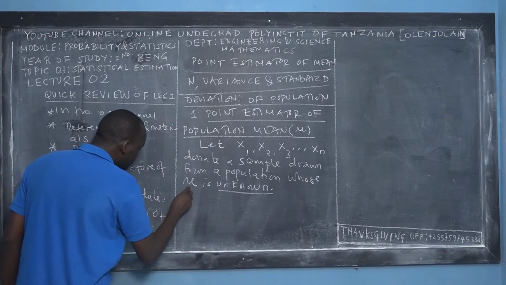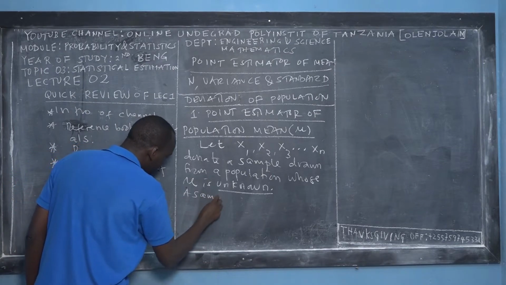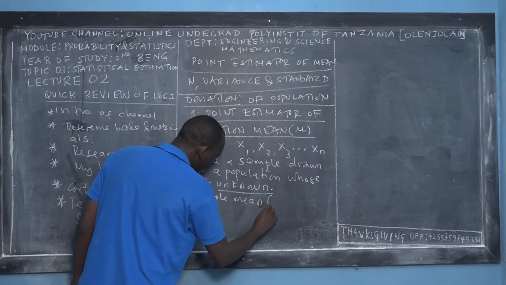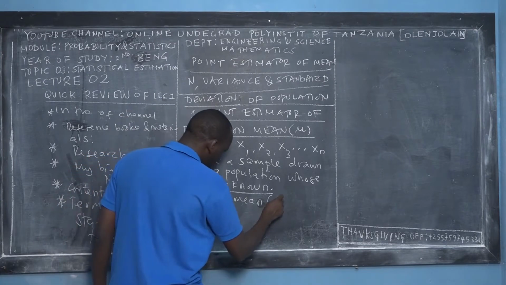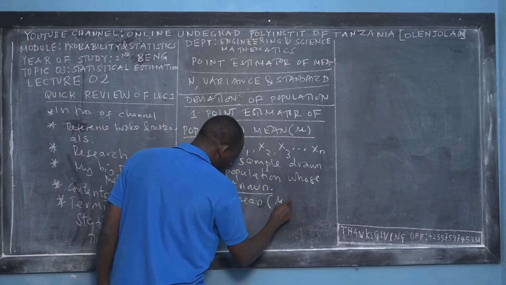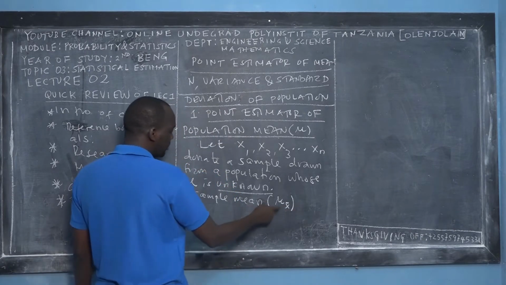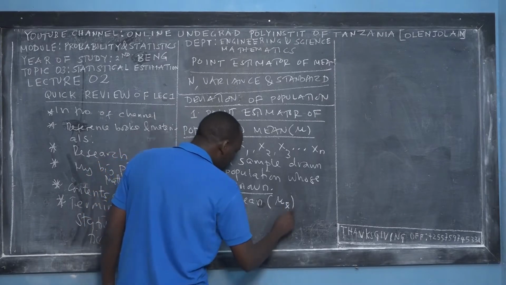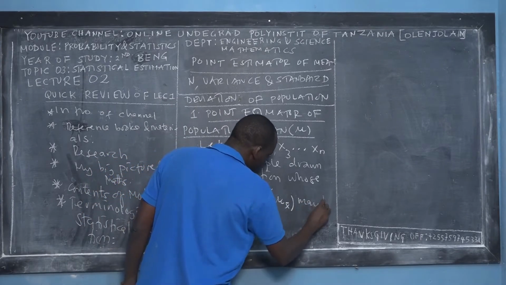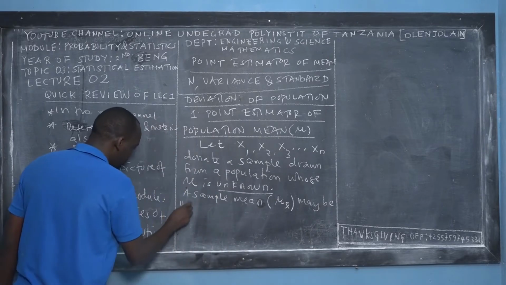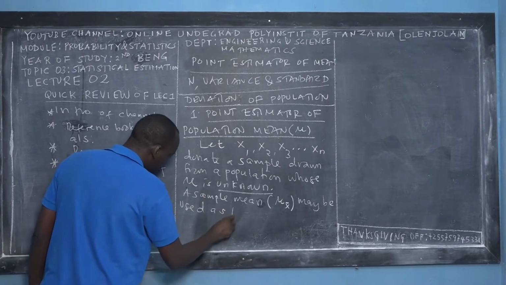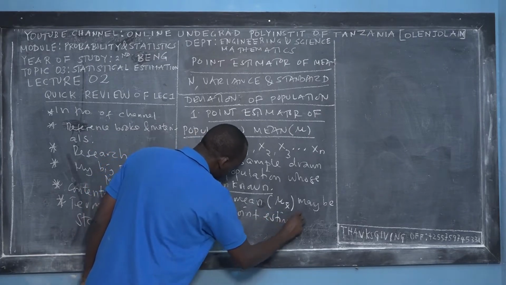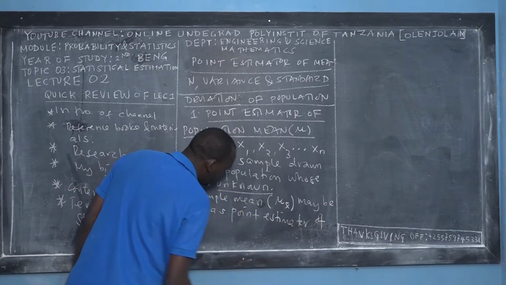So the sample mean, if you do remember in chapter 2, we gave you a special notation for this. This is the way that we notate: mu is a subscript of x bar. The sample mean may be used as a point estimator of what?